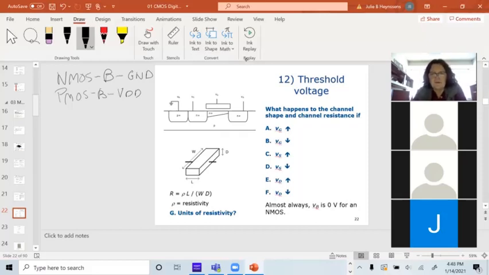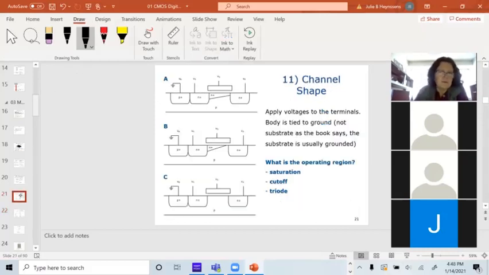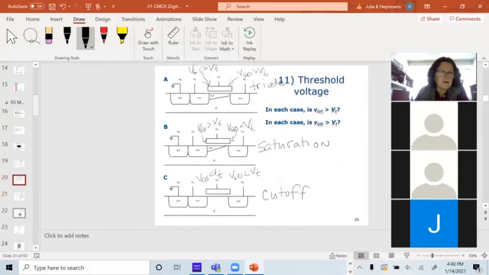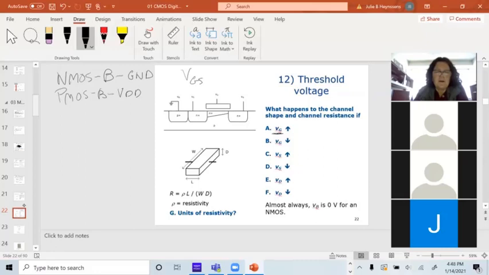Now, if the gate voltage goes up, the two things we care about are VGS, we want VGS greater than VT, and we may need VGD greater than VT. So if the gate voltage goes up, both VGS and VGD are going to increase, which is going to give me a bigger channel. I'm going to put the word channel up here.